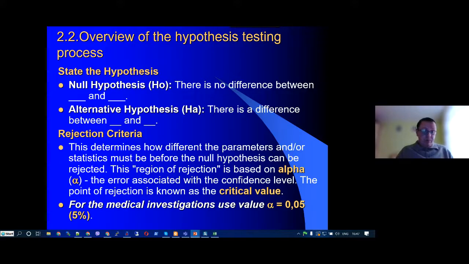Some other steps for performing hypothesis testing. First of all, it's the statement of the hypothesis. It's like a pattern. Here I propose a pattern which speaks about the null and alternative hypothesis. In the blank space, you need to provide the name of the descriptive statistic parameter, like dependent sample mean, variance, or so. Then the rejection criteria, or alpha level, or critical value. Typically, we take 5% or 0.05. So how different the parameters and statistics must be before the null hypothesis can be rejected.